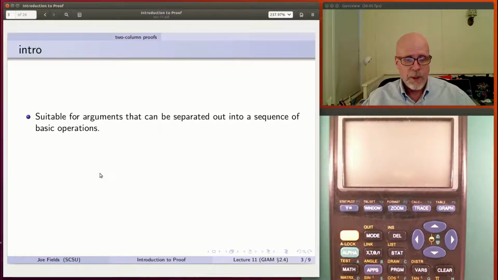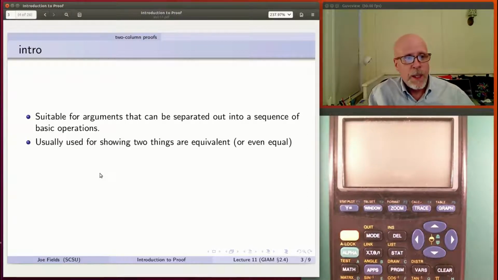Really, you should. As somebody who has to grade that kind of stuff, I really wish everybody was trained to put in that second column where you explain what you're doing. Usually these kinds of arguments are used when you're showing two things are equivalent or sometimes equal.